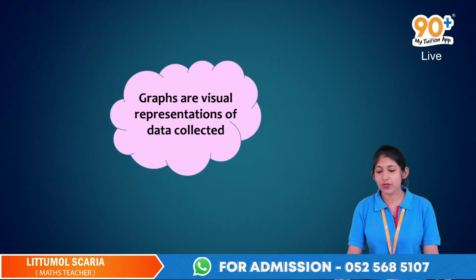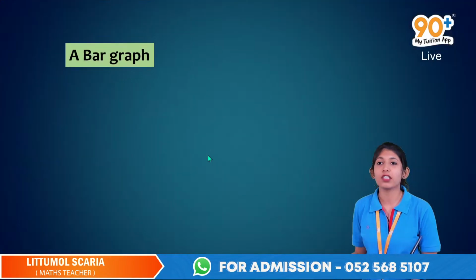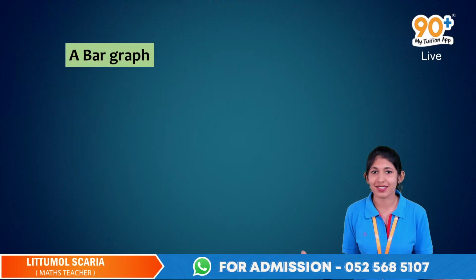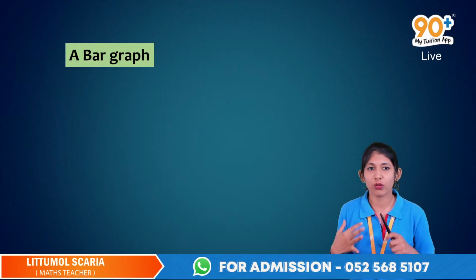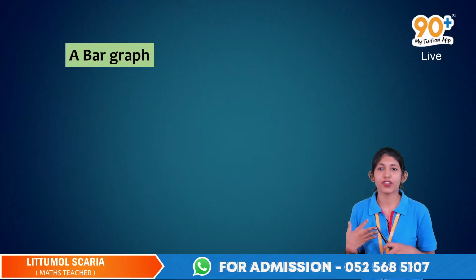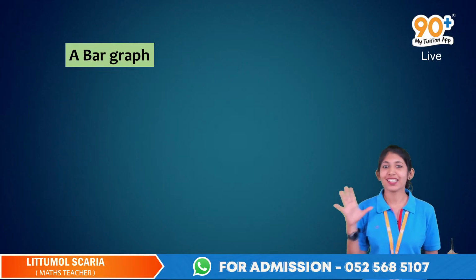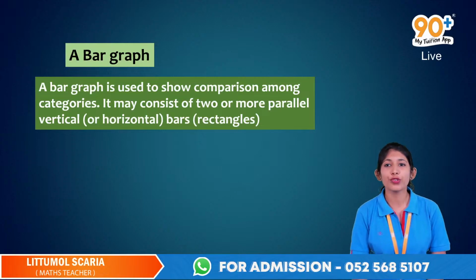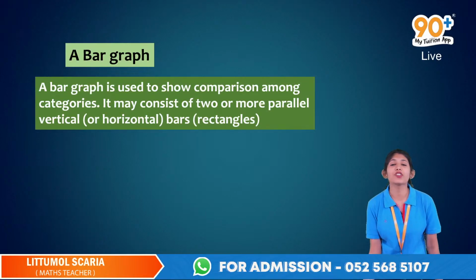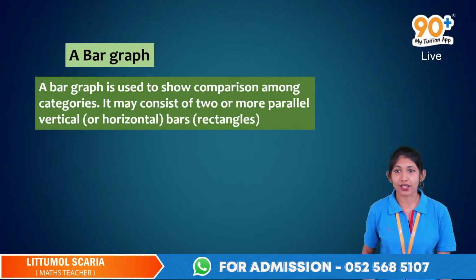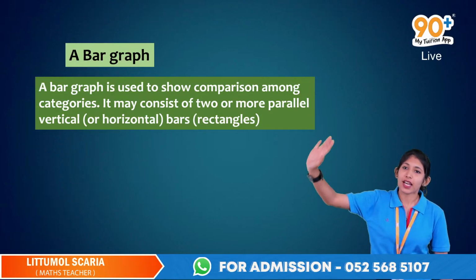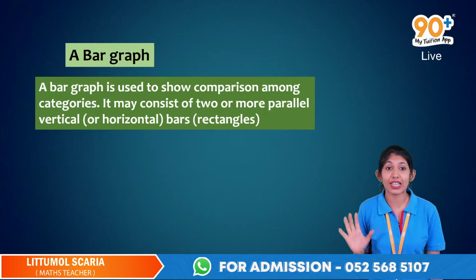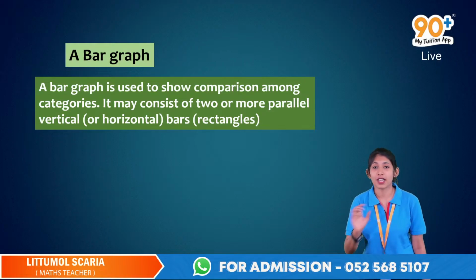So there are various ways of showing. The first one we have learned is the bar graph. So bar means, you know what a bar is, right? Choco bar, mango bar, different kinds of bars. So a bar graph basically means we use it to show the comparison among categories. Different categories, and it consists of rectangular bars, horizontal or vertical.